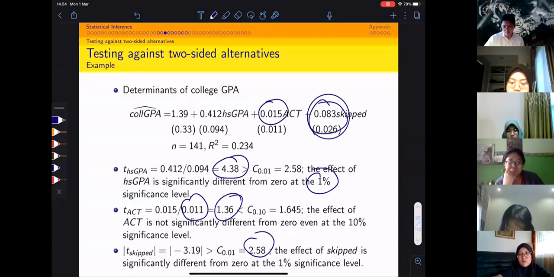So we can also state that the skip is statistically and negatively correlated. It's significant and it's negatively correlated with college GPA. Okay, so the more classes you skip, the lower the college GPA. Okay, so don't skip classes. I guess that's the message of this regression findings. Okay. All right.